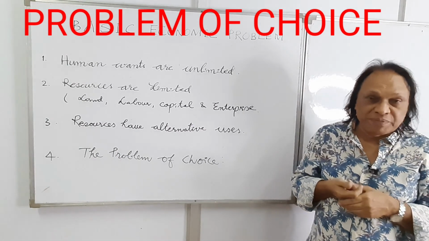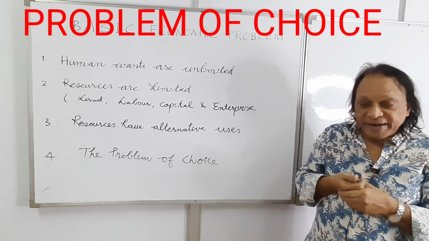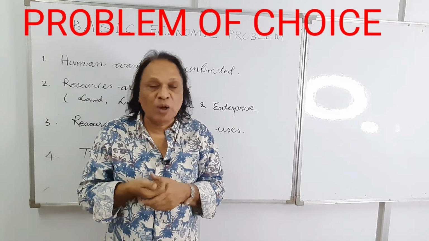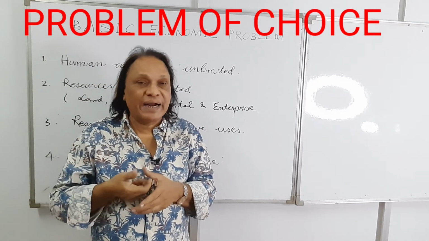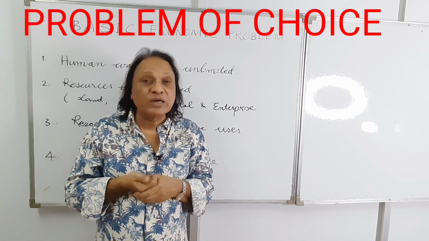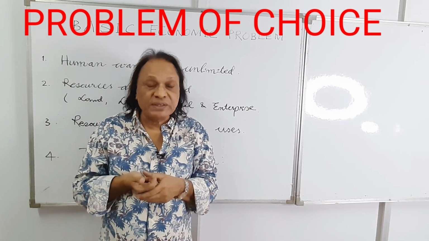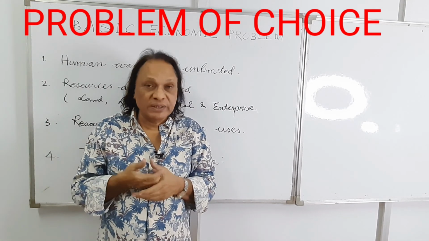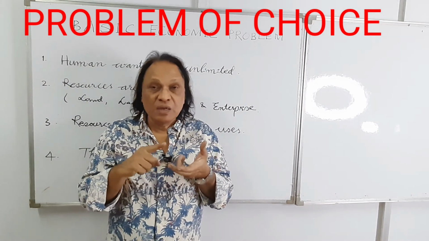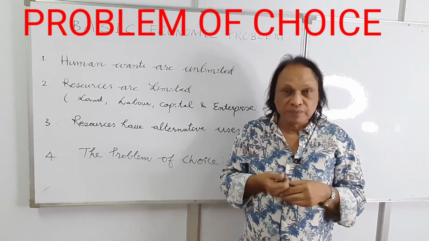In case there is a question in the exam, what exactly is the basic economic problem, for 1 mark, you don't have to elaborate so much. You just sum it up in one line. Basic economic problem is the problem of choice because of unlimited wants and limited resources which have alternate uses. I repeat, basic economic problem is the problem of choice because of unlimited wants and limited resources which have alternate uses.